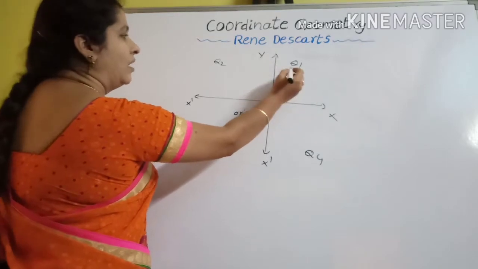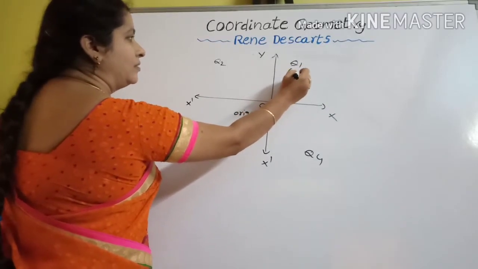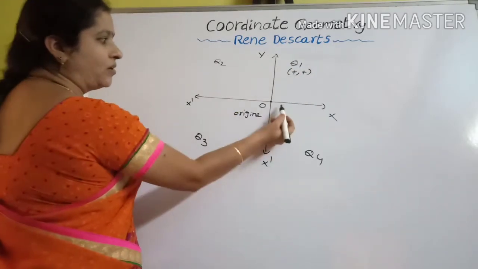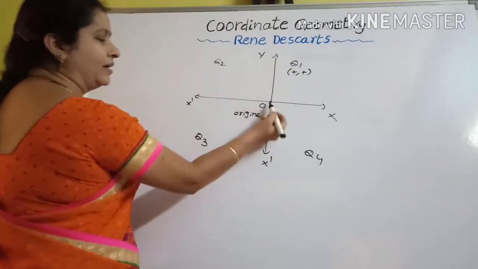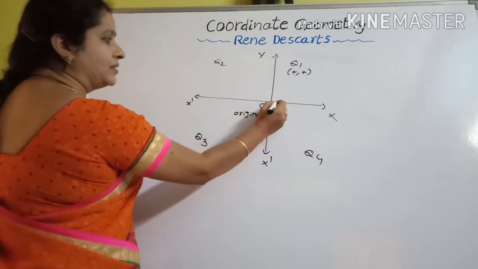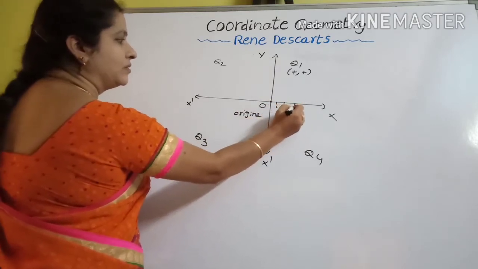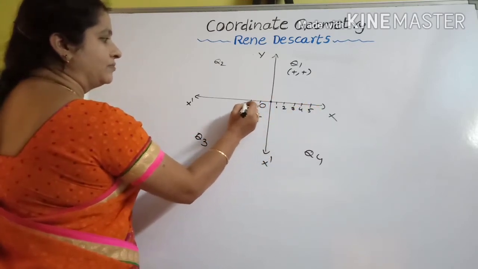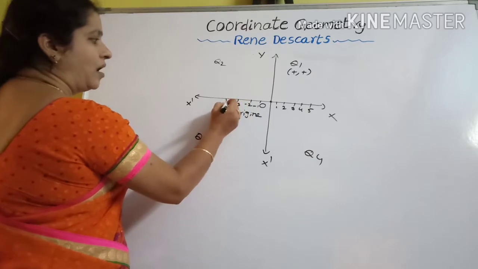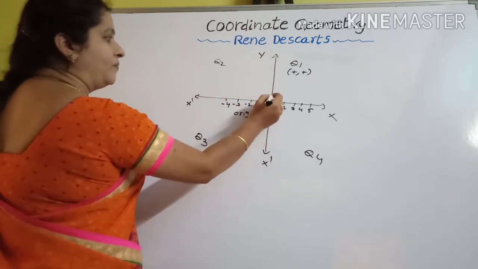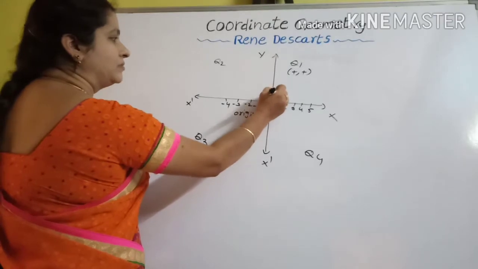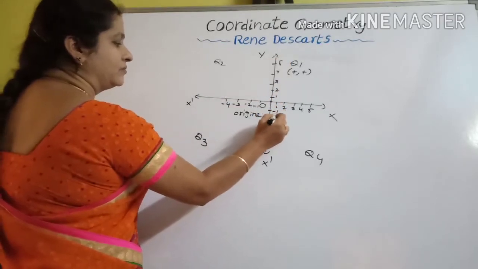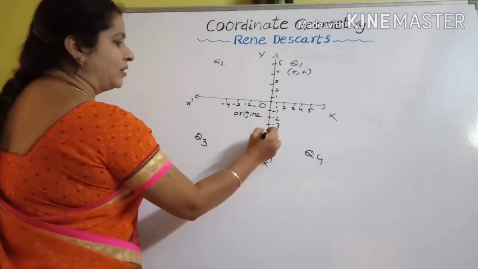Let us see. Here all points are positive only. The first one is the x coordinate value, the second one is the y coordinate value. On the x-axis, the right side has positive values and the left side has negative values. On the y-axis, the upward direction has positive values and the downward direction has negative values. So this is the coordinate plane.